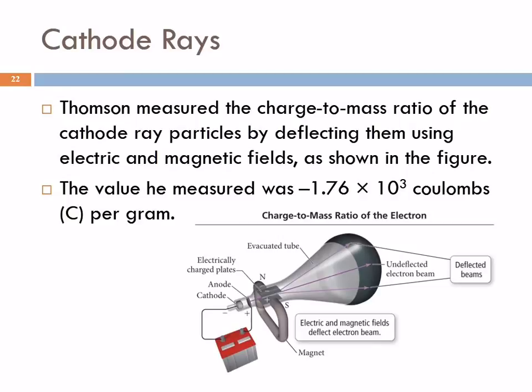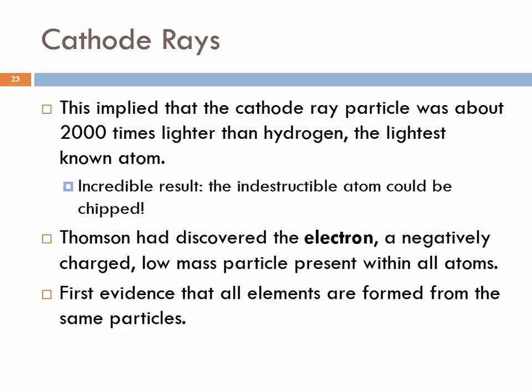And what he found was that the charge to mass ratio was negative because it had a negative charge: 1.76 times 10 to the third coulombs per gram. So a gram of these had a charge of minus 1.76 times 10 to the third coulombs. Coulombs is just a unit of charge. What this implied was that the cathode ray particle was about 2,000 times lighter than hydrogen, which was the lightest known atom. And it still is the lightest known atom.